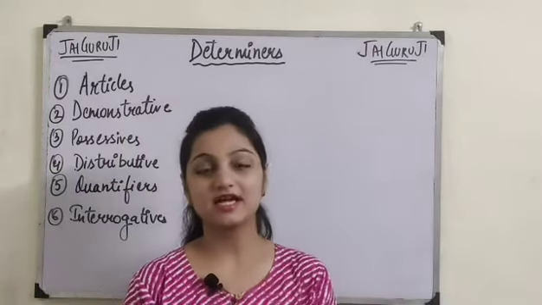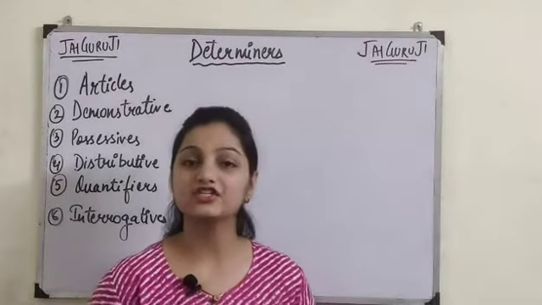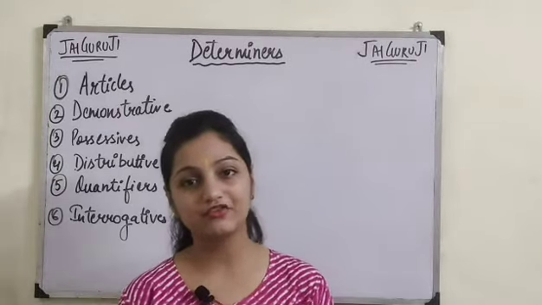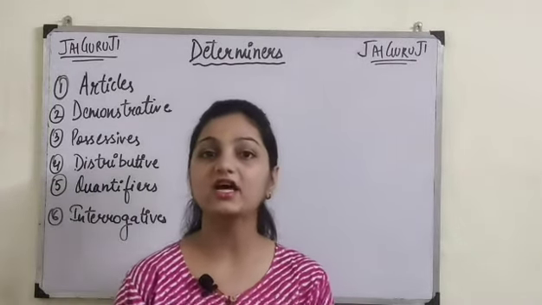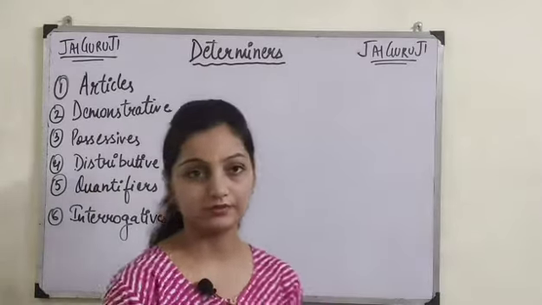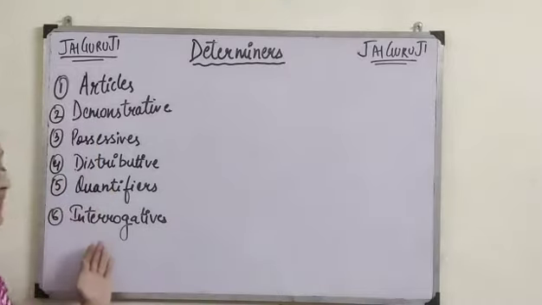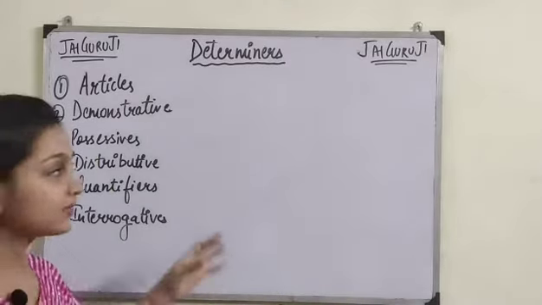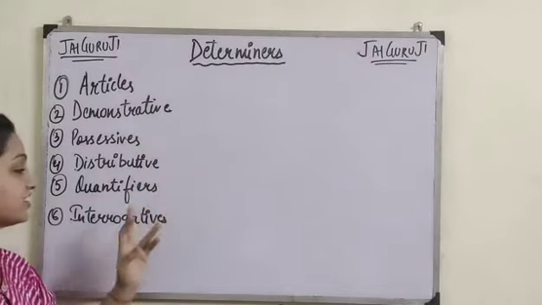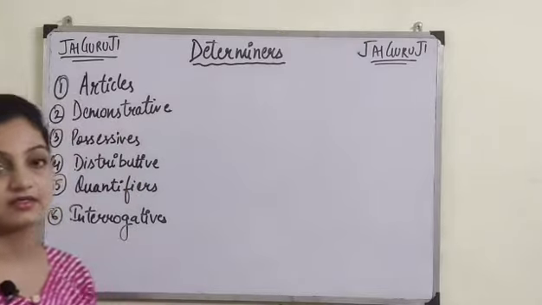Today we're gonna start with a new topic. It's a big topic of determiners. It's an English topic, English grammar. So what are determiners? Determiners are basically a part of grammar that specify a noun. We know what is a noun? We have certain types of determiners. We'll be doing 6 types of determiners today. First is the articles, demonstrative, possessive, distributive, quantifiers, interrogative. So these are the various types of determiners.